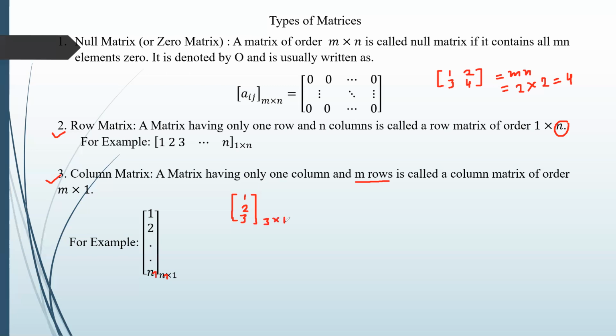We always write the order of any matrix as: first we write the number of rows and then the number of columns. If we have a matrix of 3 by 4 order, it means it has 3 rows and 4 columns. So is that clear how we can find the order of a matrix and how we can find the number of elements in a matrix? Is that clear? Okay.